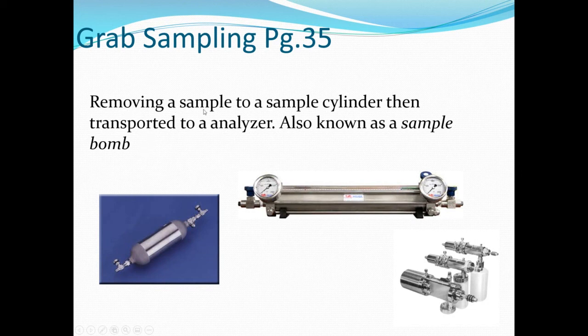Okay, so grab sampling, again, is removing a sample to a sample cylinder and then transporting it to an analyzer, typically in a laboratory. These sample cylinders are also called sample bombs, and as you can see here, there's many different styles of them.